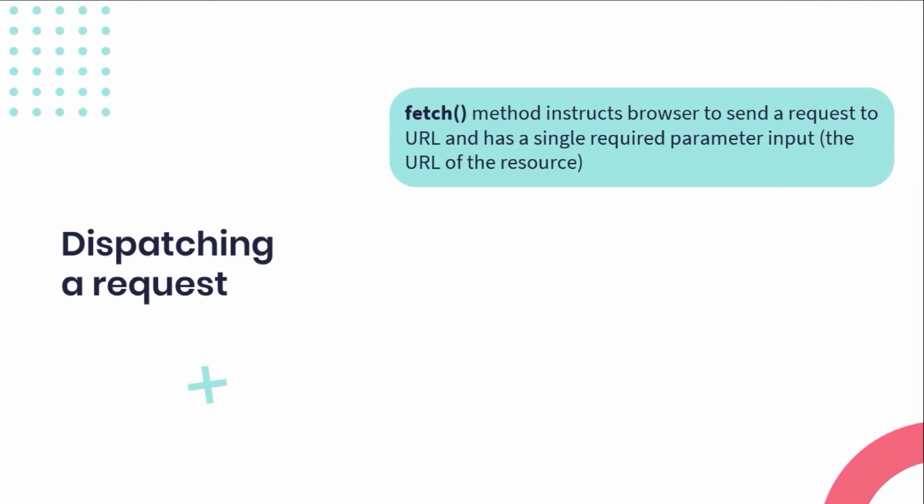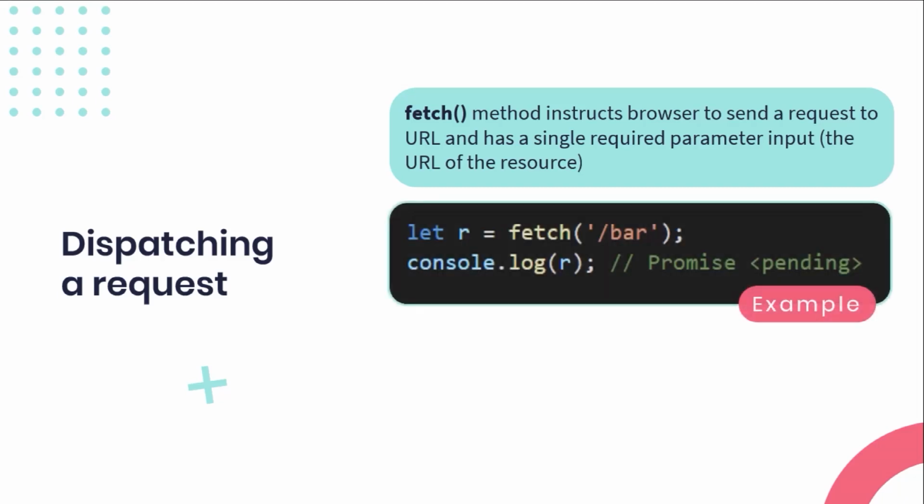The fetch method has only a single required parameter, input, which most of the time will be the URL of the resource you wish to fetch. This method returns a promise like this.